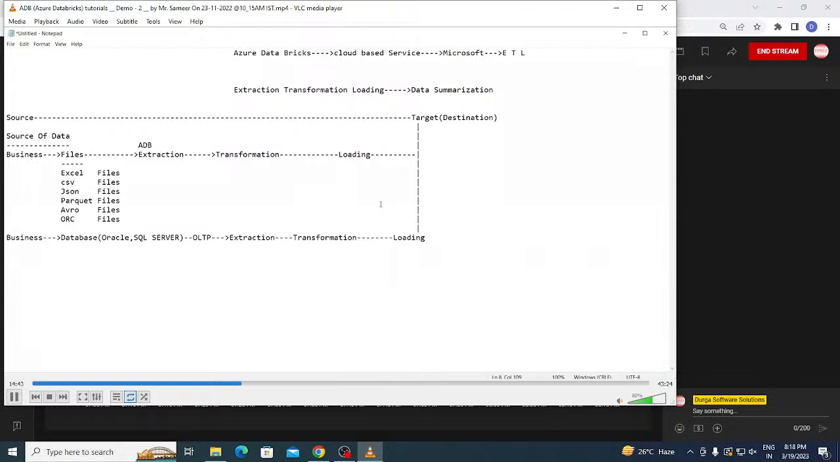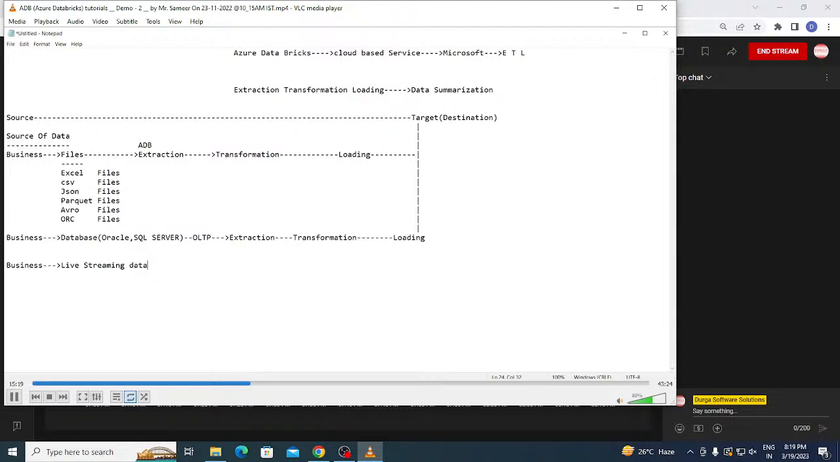Now, next one. Apart from getting the data from the businesses into the databases or into the files, we can also get the data in another way, from the business only, because we are all working for business. We get the data in the form of live streaming data. Live streaming data means, for example, stock market data.